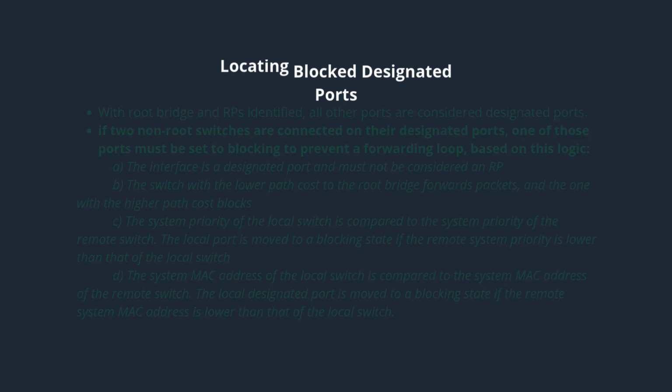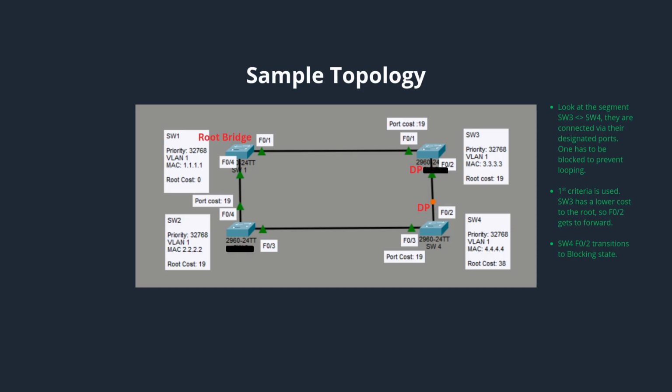Let's see this in action. Look at the segment between SW3 and SW4. They're connected via their designated ports on F0/2. Remember, SW4's F0/3 is already the root port, so it's off the table for blocking. That leaves F0/2 on the segment between SW3 and SW4. Now we compare the path costs. SW3 has a path cost to the root of 19, while SW4 has a path cost of 38. Following our first criterion, the switch with the higher path cost must block.